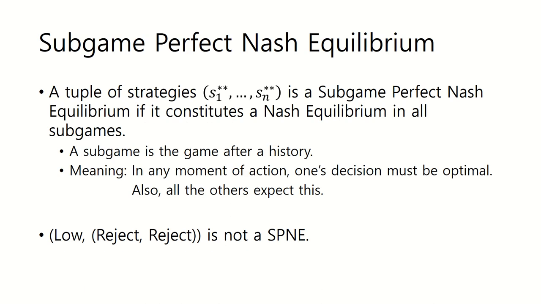So what is a subgame perfect Nash equilibrium? This is an informal definition, because to formally define subgame perfect Nash equilibrium, we need to define what a subgame is, and we need a bunch of new notation. I don't want to do that, so let's just be satisfied with this informal definition. A tuple of strategies S1 double star to SN double star is a subgame perfect Nash equilibrium if it constitutes a Nash equilibrium in all subgames.